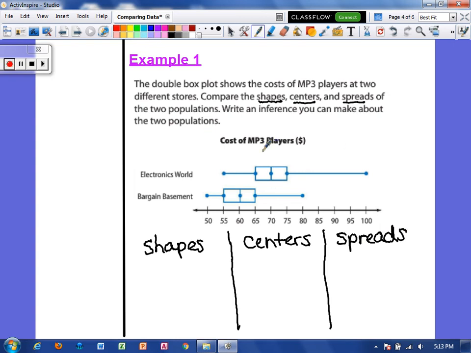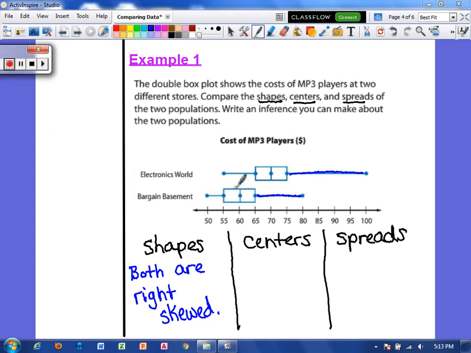Okay, so let's look at the shapes. For Electronics World, we can see that there is a long tail on the right, so that would have a right skew. For Bargain Basement, we actually see the same thing. It's got this longer tail on the right. So we could say that both are right skewed.